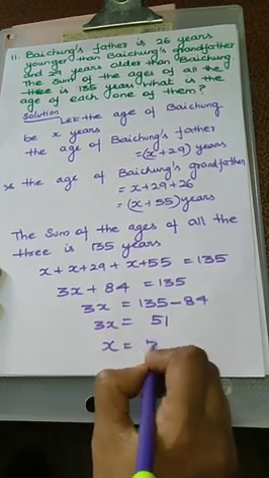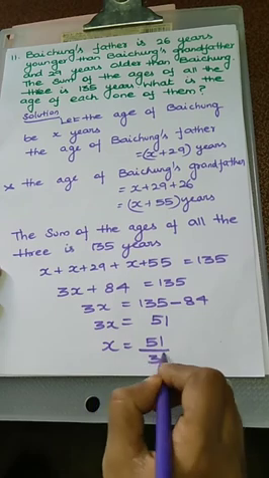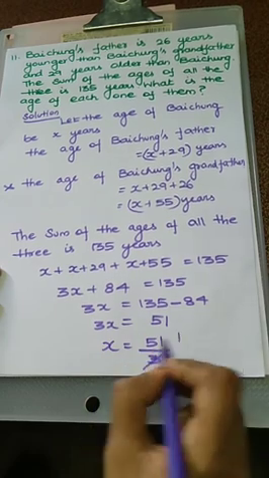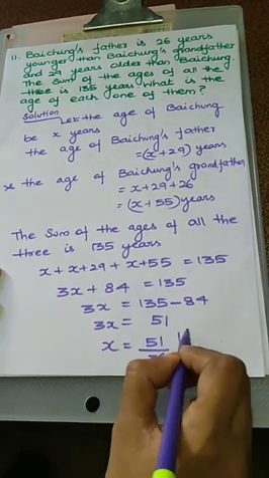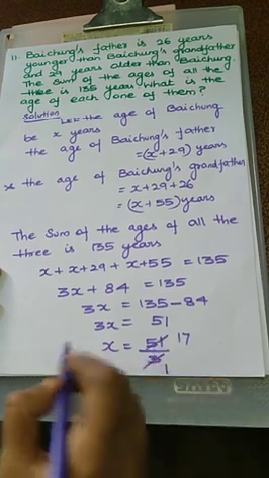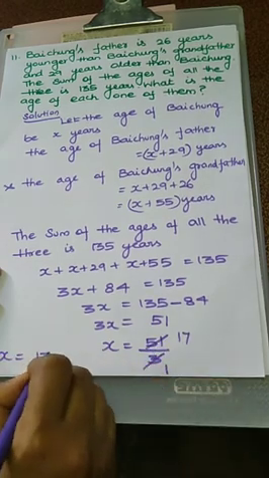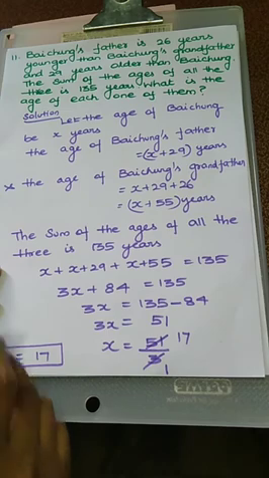So x is equal to 51 by 3. 3 ones are 3. 3 ones are 3. Balance 2, 21. 3 sevens are 21. So we get the x value is actually 17. This is actually Baichung's age. Baichung's age is 17 years.